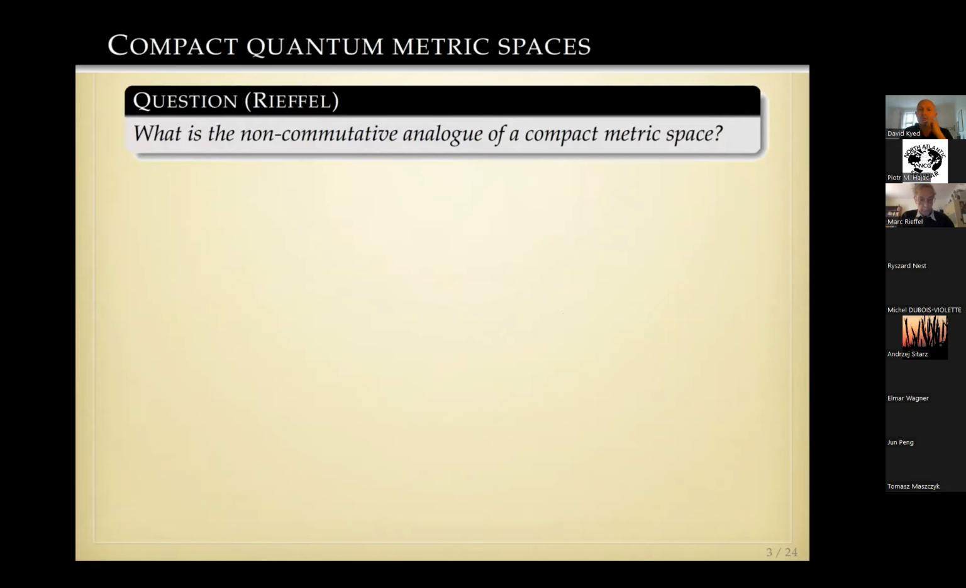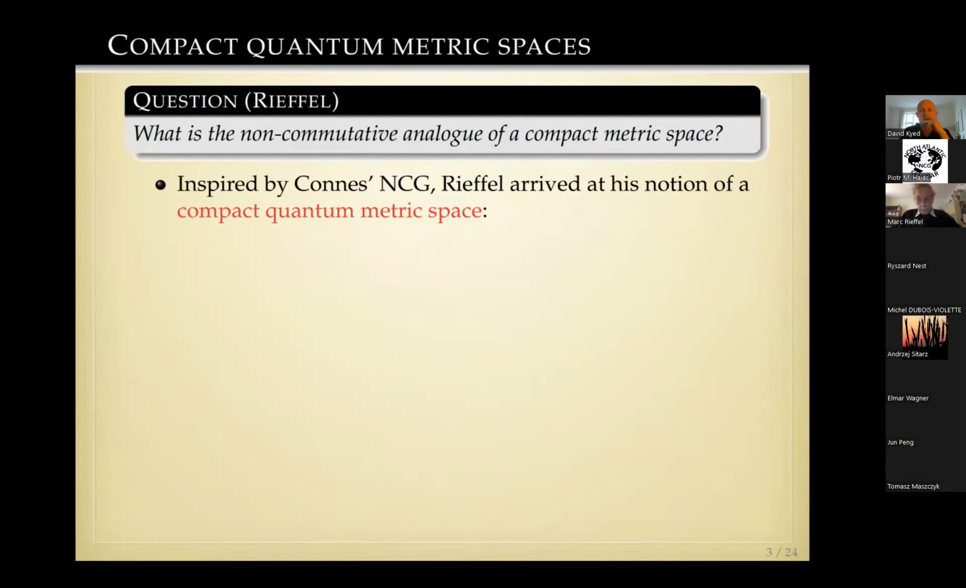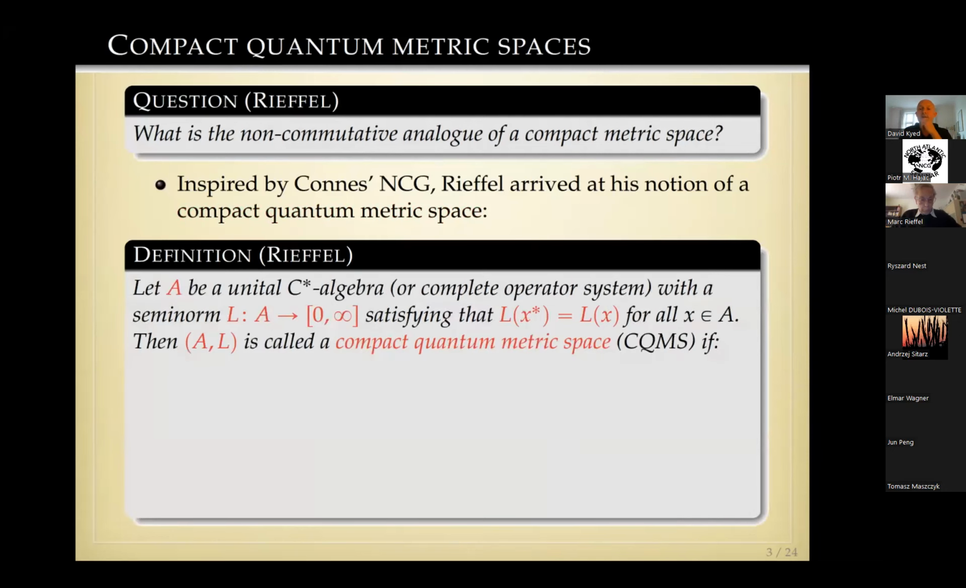And this is exactly what Rieffel was thinking about back in the late 90s, namely, what additional data should I put on a C-star algebra in order to mimic non-commutatively the existence of a metric on the non-existing underlying space? And the resulting theory is the theory of compact quantum metric spaces. And Rieffel was inspired by non-commutative geometry, as you will see in a second. And the definition of what is called a quantum metric space goes as follows.